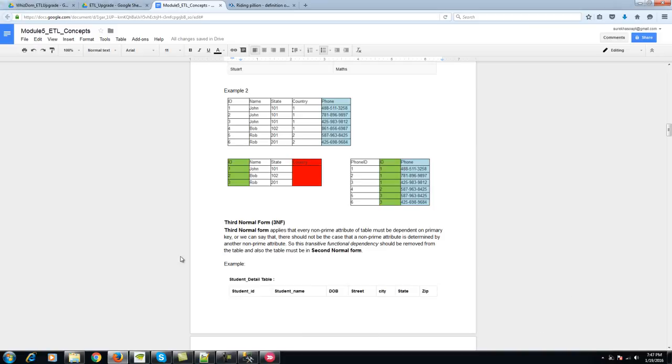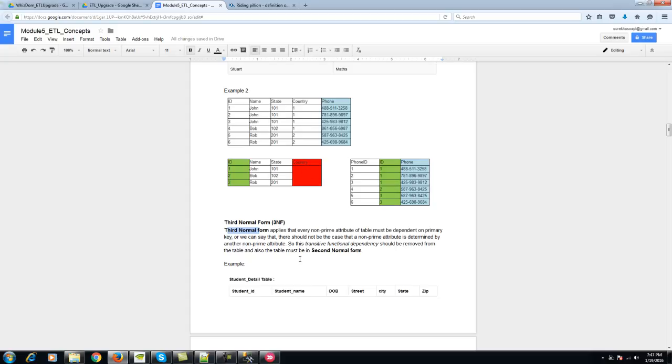Okay, so let's continue with the third normal form. In the third normal form, the very first thing you need to take care of is that it is in second normal form, and that there should not be any transitive dependency. What do you mean by transitive dependency? It means state is dependent on country, right?